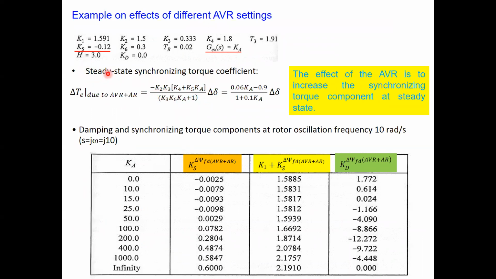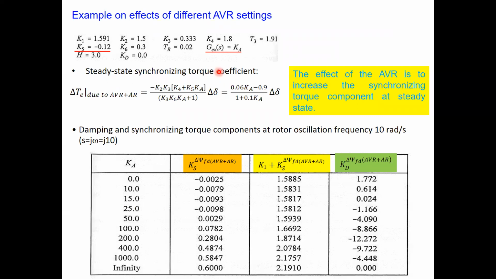So what is the steady state synchronizing torque coefficient from the previous relationship? Here we have substituted GS equal to K. Then substituting all these values, we get this one here, right? Now this is the steady state torque coefficient, right?